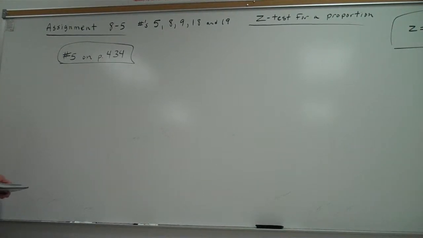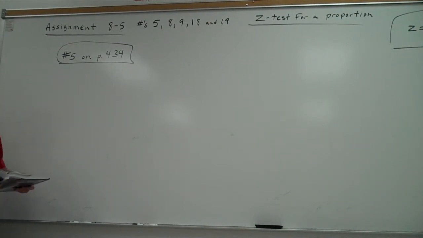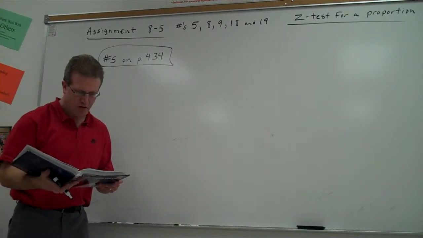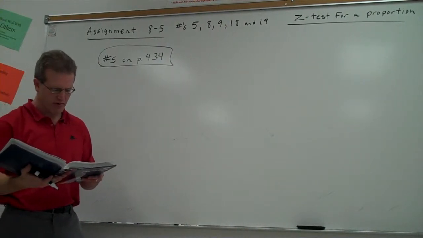On assignment 8.5, which is on z-test for proportion. It's on page 434. We're going to do traditional methods. We're going to follow the same 5 steps we've been following.